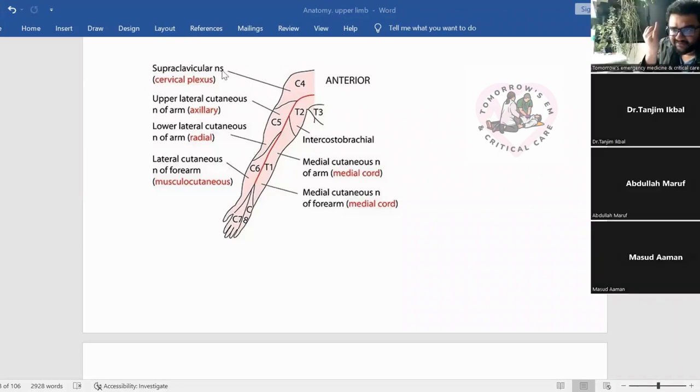So if I ask the area here, it is C8. This one is C7, and this one is C6. So C6, C7 and C8. This portion, thoracic 1, comes from the medial cord up to thoracic 2, and this portion, thoracic 3 and 4, comes from the chest. That's it.